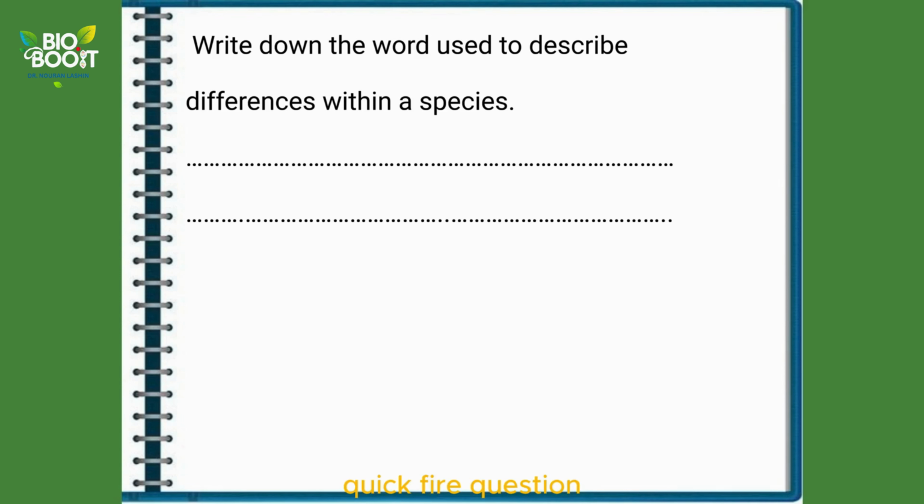Quick fire question. Write down the word used to describe differences within a species. Think about those giraffes with different patterns, or all the different dog breeds. The word for these differences is variation. So variation is the differences that exist between individuals of the same species.